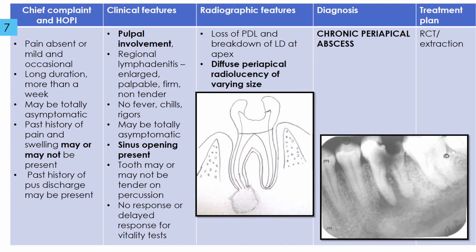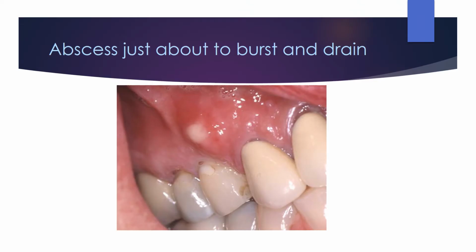The treatment plan would be root canal treatment or extraction, again, depending on the case. And after the root canal treatment, this periapical area would generally heal. It might take up to 6 months for normal bone to fill up the defect which was left behind because of the periapical pathology. So this is just a clinical example of an abscess, where you can see that there is pus accumulated very close to the attached gingiva and it is just about to drain.